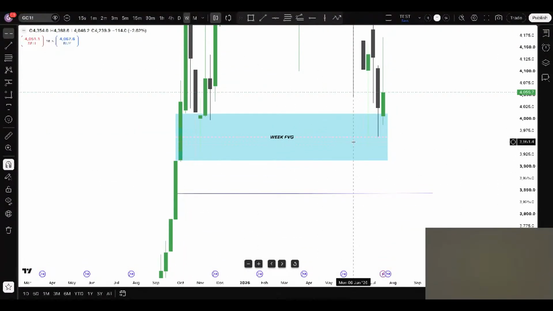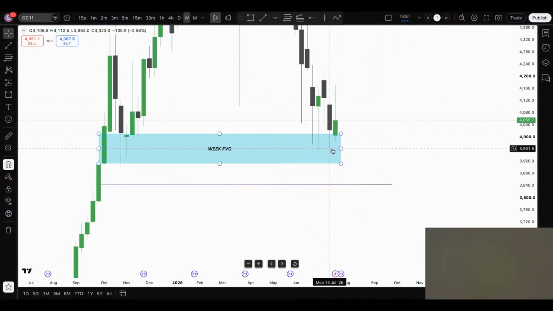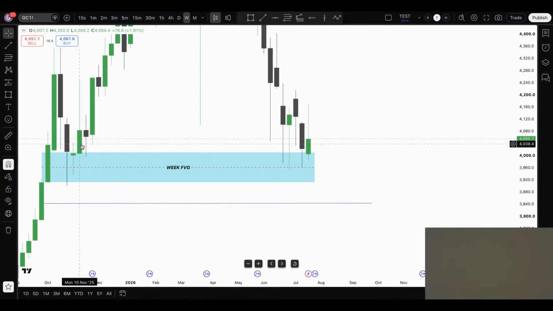See this? This is an active PDRA. Okay, we anticipate the price to go higher, because many times the FVG is rejecting, and the rejection itself means it's a weak FVG.